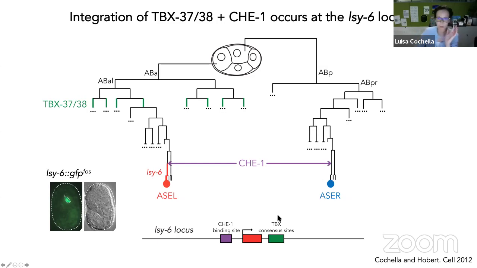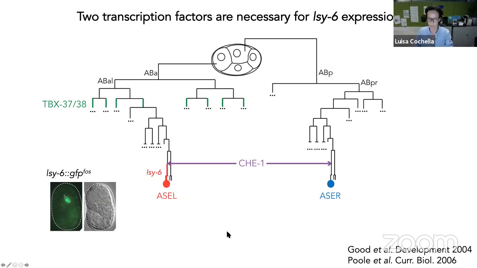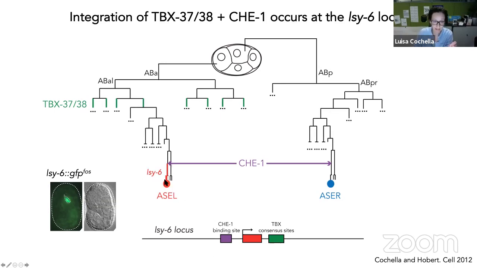And what we found that was extremely exciting was that there was a potential TBX binding site in the LAUSE6 locus itself, suggesting that maybe the T-box factors could act on the LAUSE6 locus already at this point, prime it in some manner, such that when key1 comes on, it's able to boost transcription of LAUSE6 in this neuron, but in the cell where TBX 3738 were not expressed, LAUSE6 could never be activated by key1. So this suggested that there was this intersection of TBX 3738 and key1 on the LAUSE6 locus.